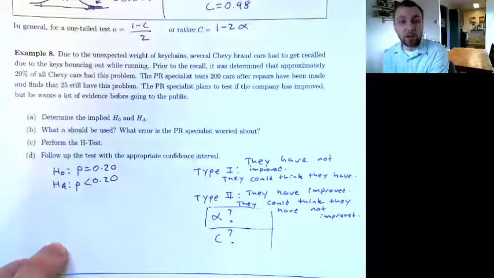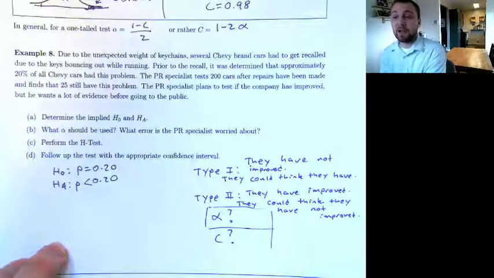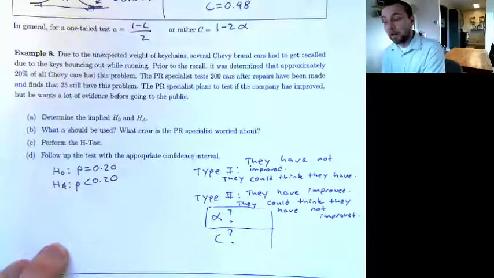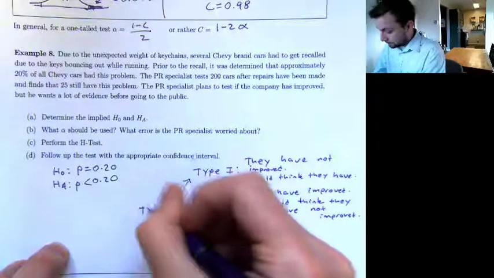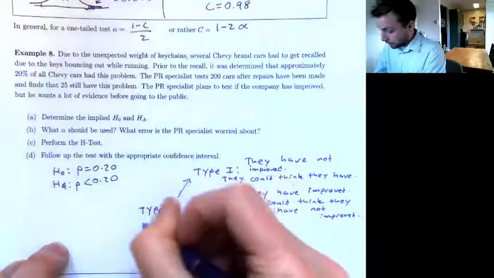So what could be the problem here? Well, we want to test and we want to make sure that there's a lot of evidence before going public. So they don't want to say things have gotten better when they have not gotten better. So this sounds like type 1 is worse.